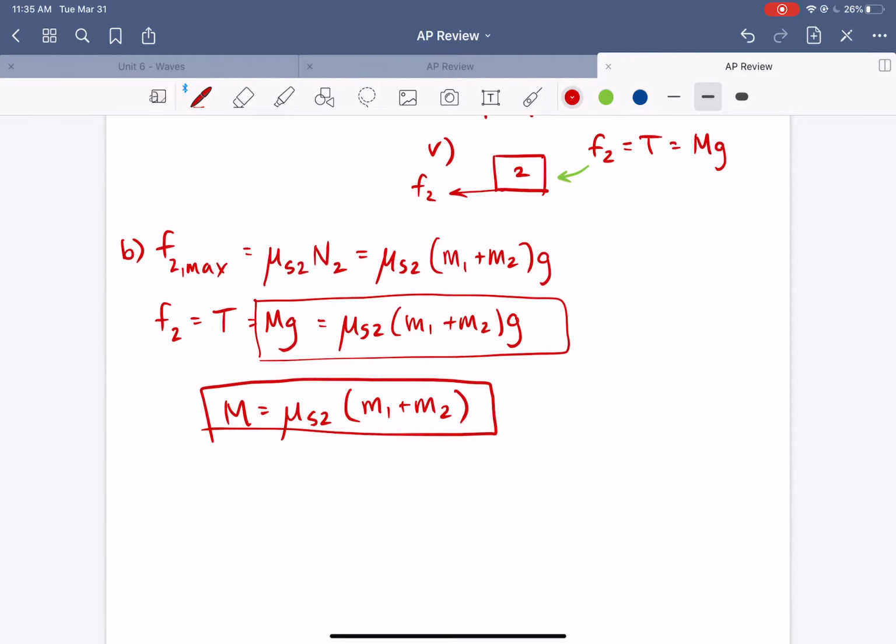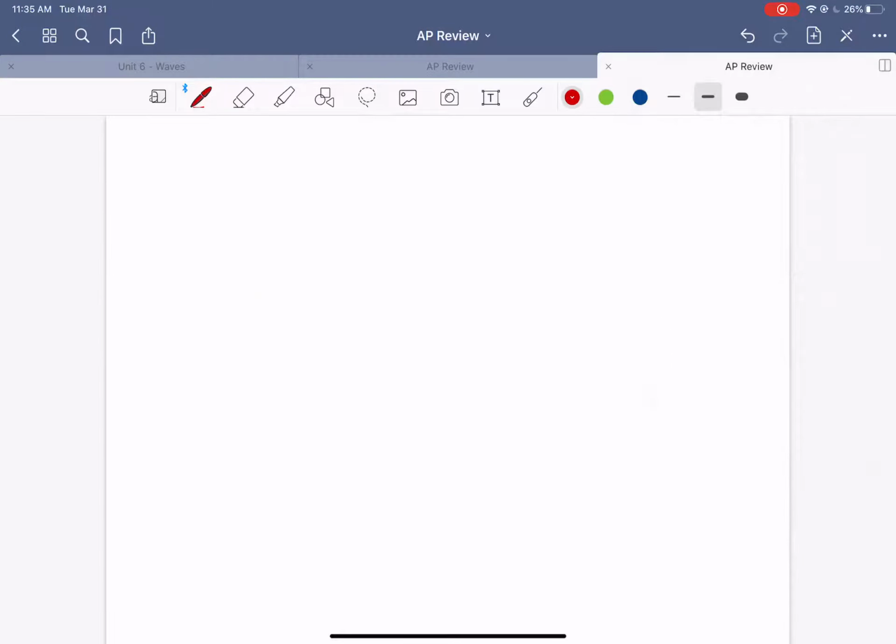Okay, so part C makes things a little bit more difficult. So now we're going to say that the hanging mass is large enough so that the system actually accelerates. We want to find what is the magnitude of the acceleration. So there are two ways you could do this.